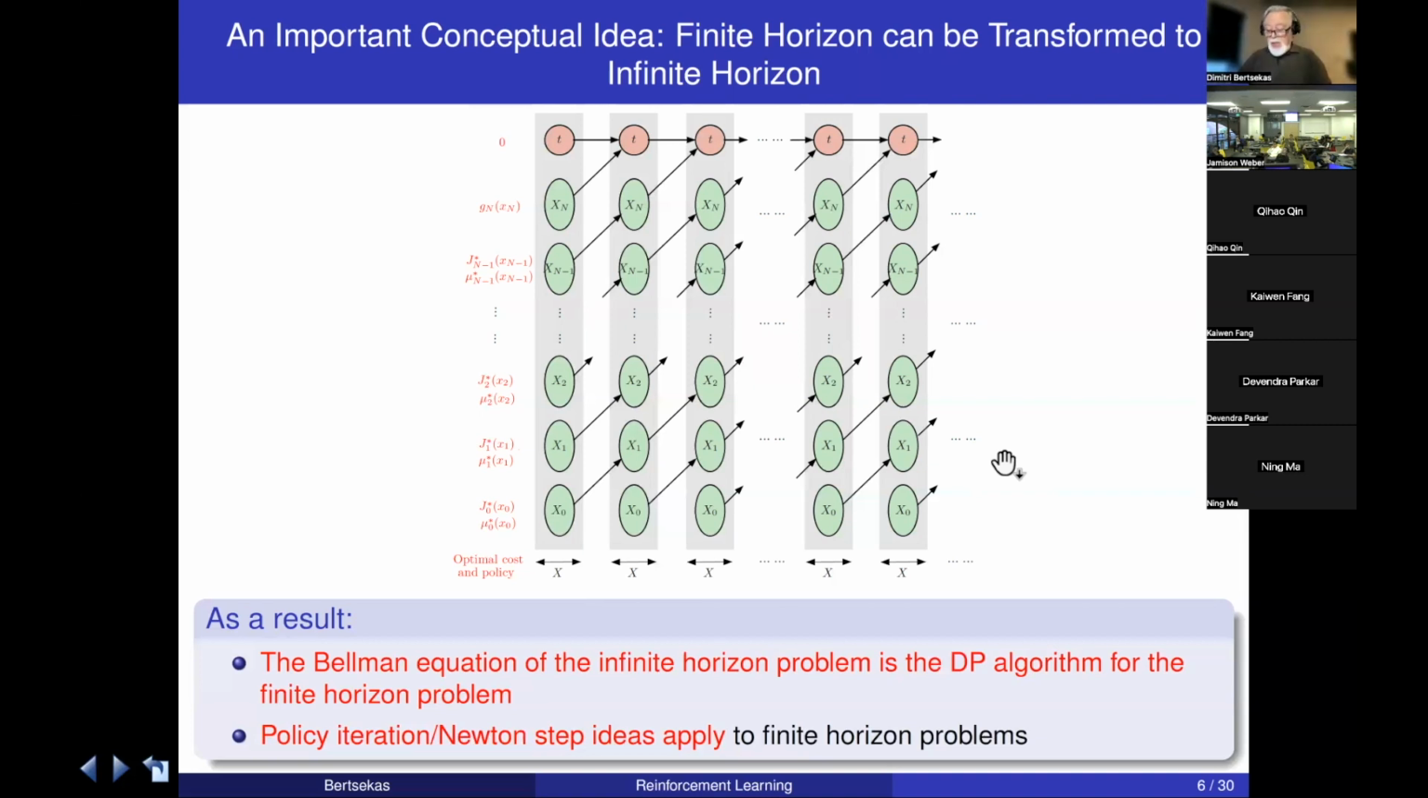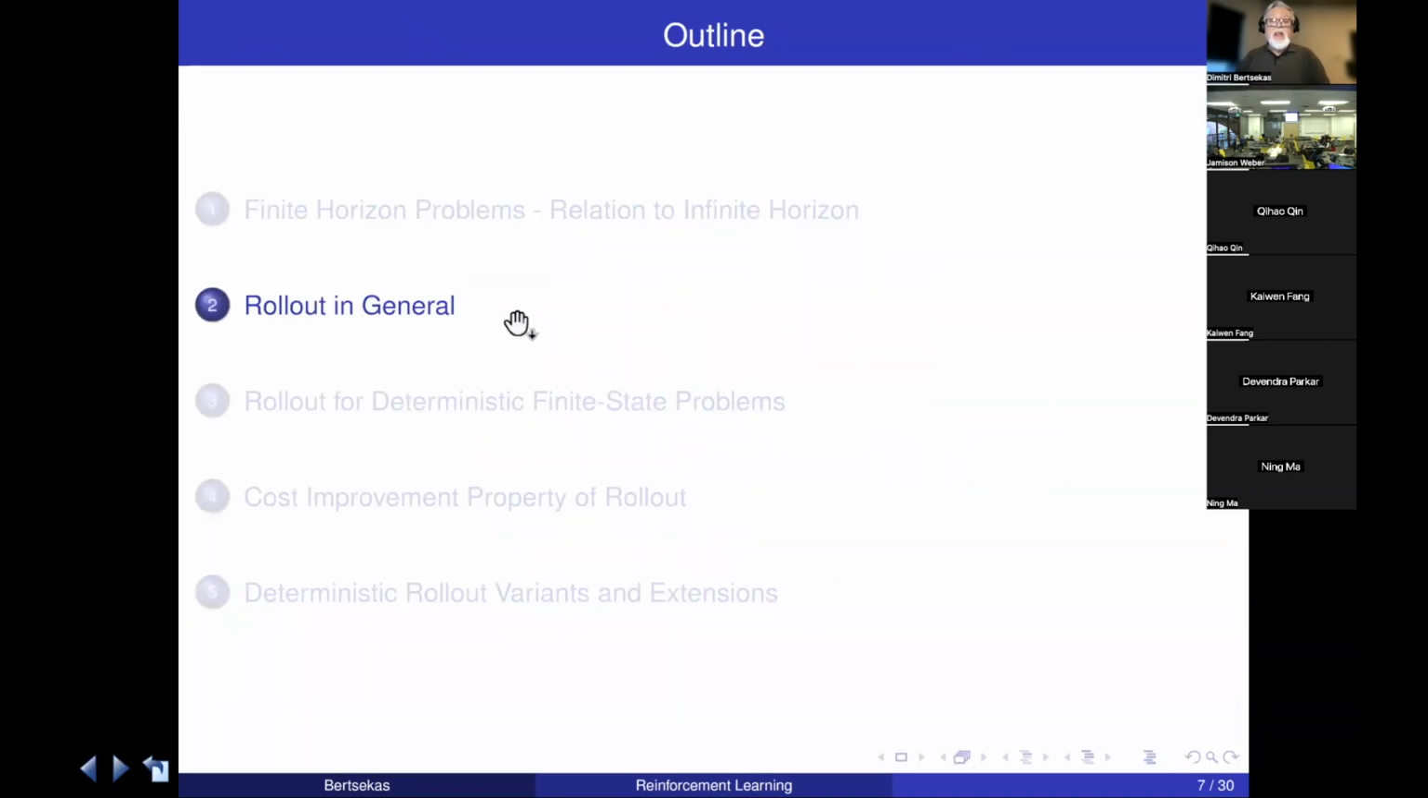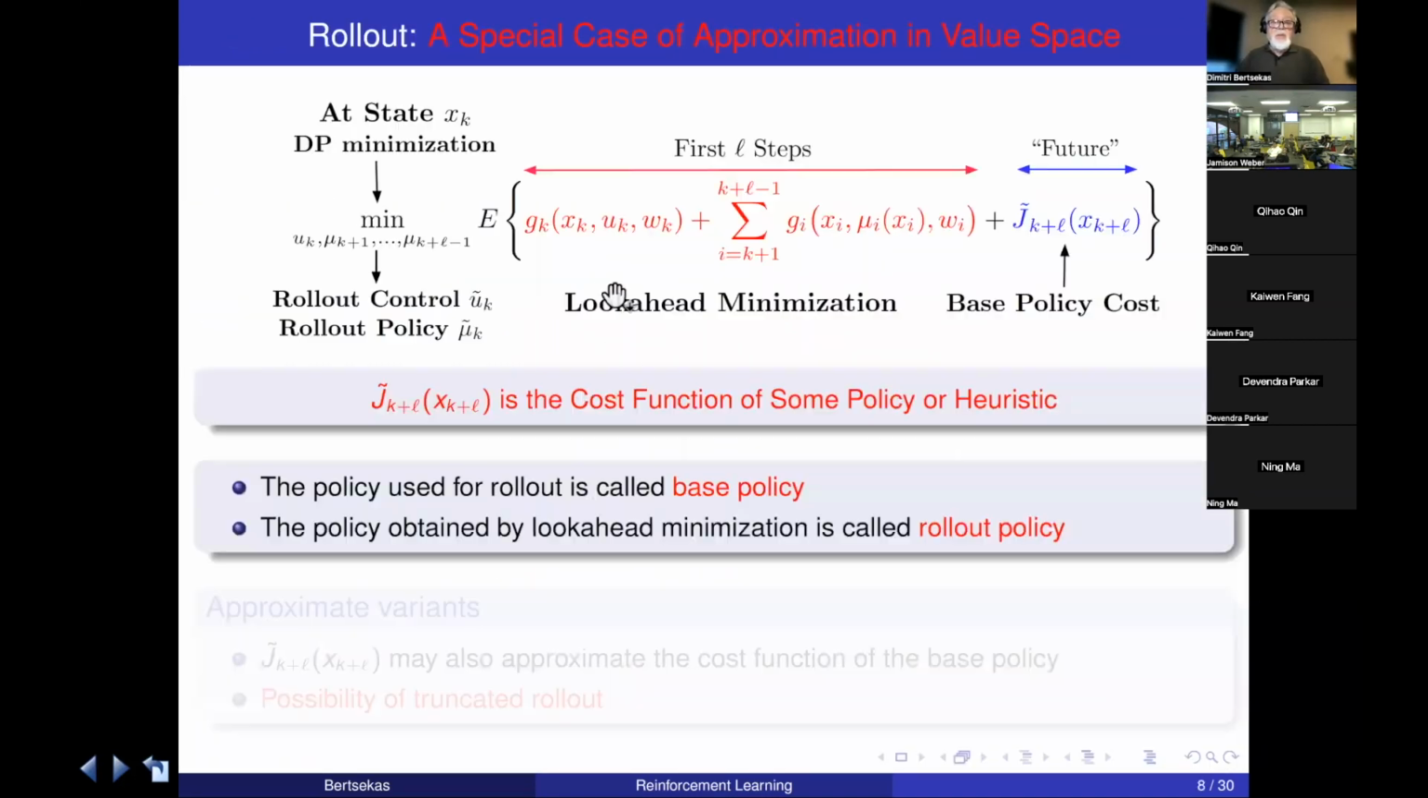Okay, so let's keep going. Let's talk about rollout and review it. Rollout is a special case of approximation in value space, a special J tilde. You have seen this before. I'm showing the multi-step look-ahead case, the L-step look-ahead version, and minimization of the sum of the first L-step cost plus the future as measured by the cost function of some base policy.